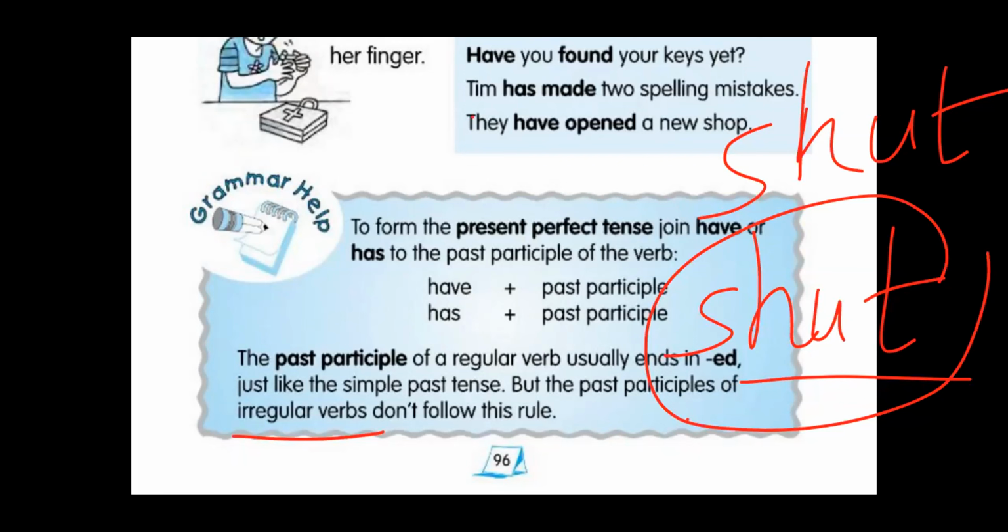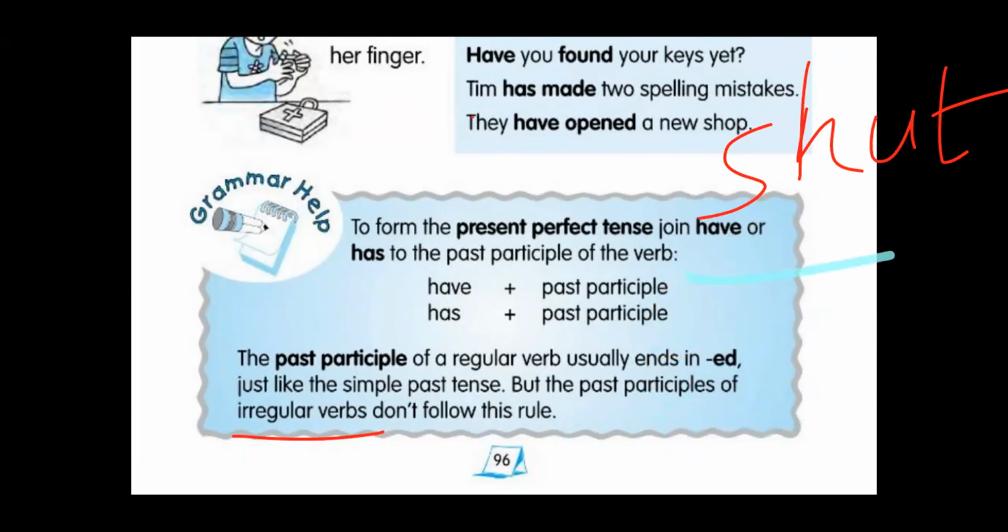It will not change in the past participle form, whereas this will change in the ing form, right? Shutting, but when we use the present participle, it will become shutting when you add ing. But when we talk about past participle, it will not change. It will be shut only, and cost will be cost only.